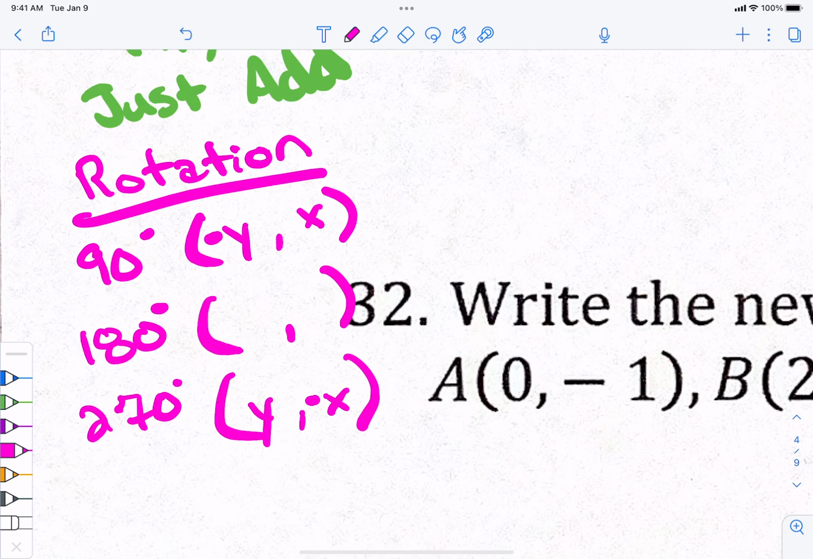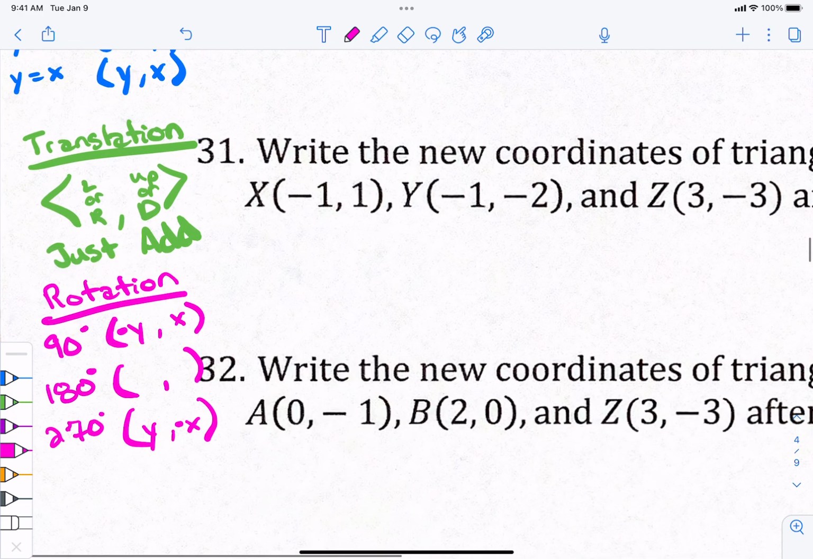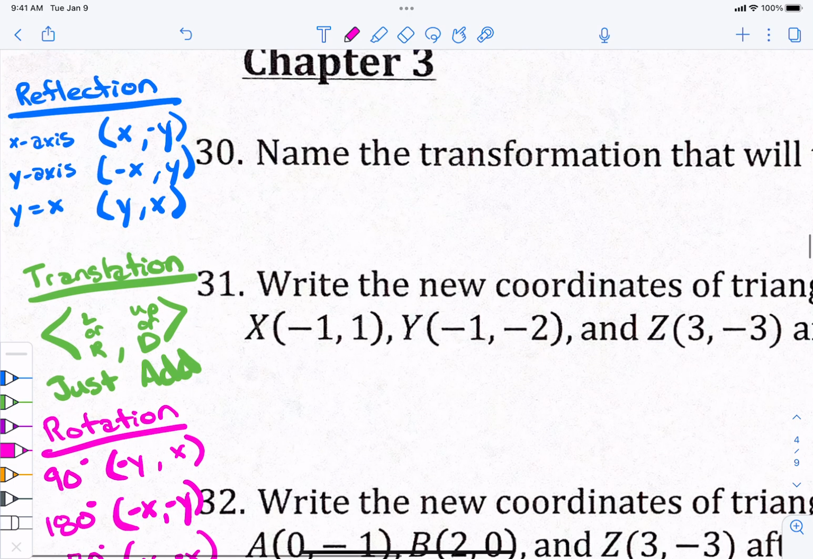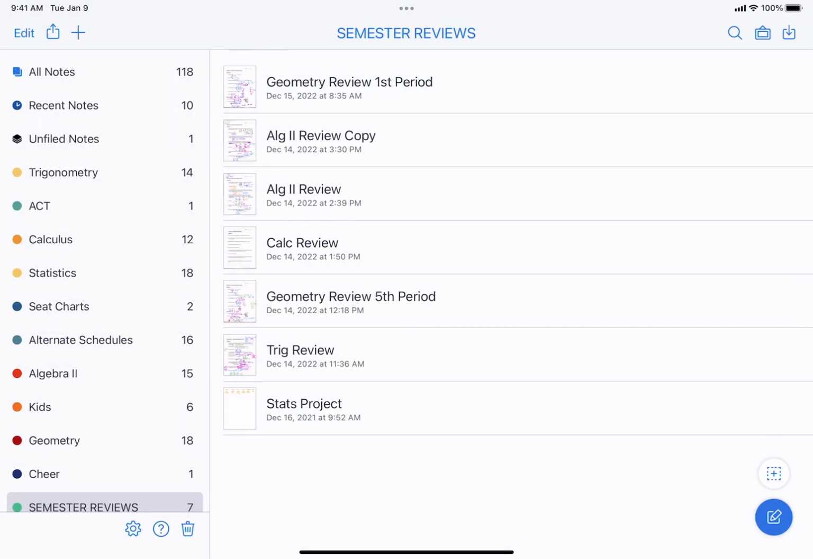What happens with 180? x, y, make them both negative. Because 180 is the same thing as these two together, right? x and y axis reflection. That's what 180 is.